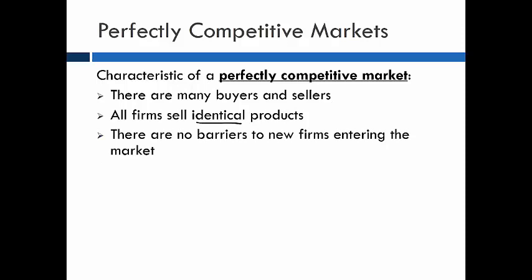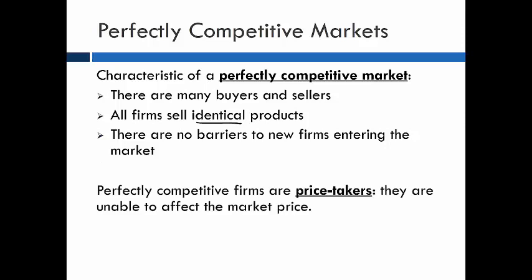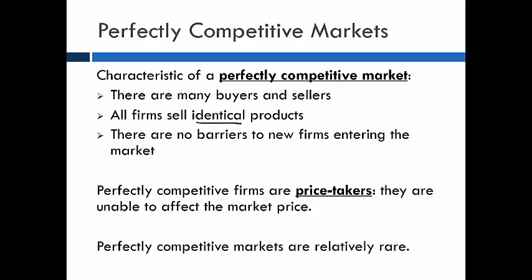Okay. So as we said, many buyers and sellers, and identical products is really important, and there are no barriers to firms entering or leaving the market. There's not a patent or regulation or something like that. Anybody can enter this market if they want to. Because of that, these firms are price takers, so they are unable to affect the market price. You've got a whole bunch of people, and they're all really small, selling identical products, so no one can dictate the market price. They have to just take whatever the market price is.